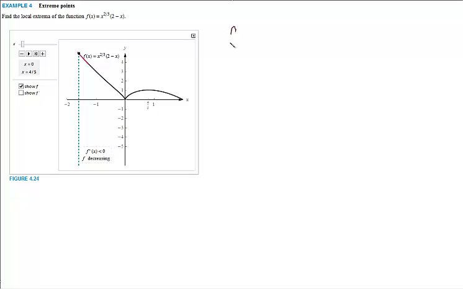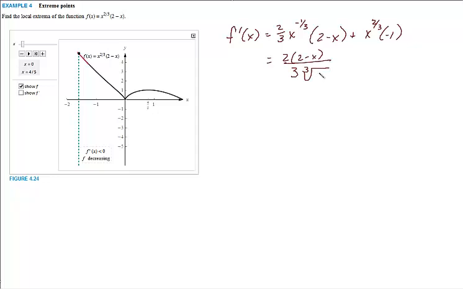Next we get to play with this one again. F prime of x using the product rule. 2/3 x to the minus 1/3. Leave the second one alone, 2 minus x, plus first one, take the derivative of the second. That's a minus 1. This ends up being 2 times 2 minus x over 3 cubed root x plus negative cube root x squared, getting a common denominator.